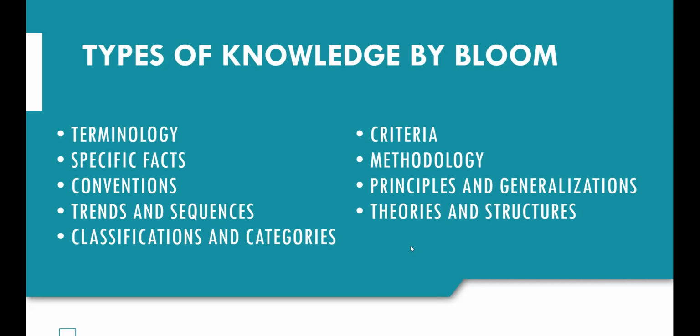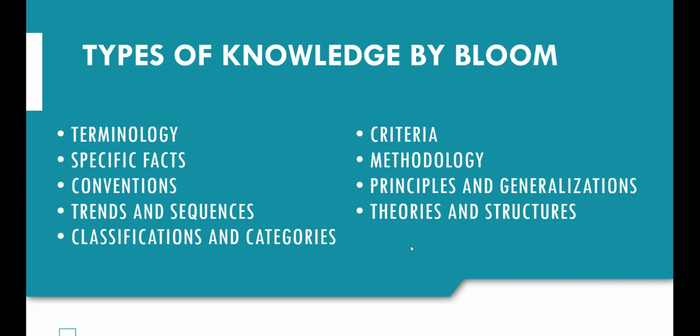Then we find classification and categorization. When we are gaining knowledge, it is being classified and categorized. Similarly, we follow criteria for that: what kind of criteria, what method, what setup, the structure, methodology, and then principles of generalization, theories and structuring of the whole structure. Whenever we acquire any knowledge, we see all these different types of knowledge in understanding one simple concept.